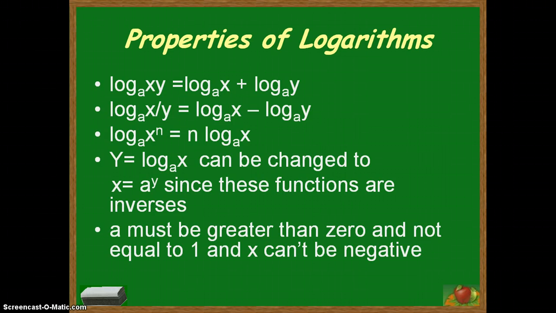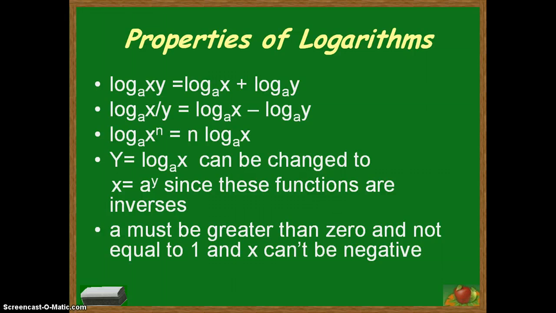Another very useful rule or property is what we call the power property, and that says log a of x raised to the n power is simply n times log a of x. You can bring that exponent down as a coefficient. Also, another thing that you use a lot of times is the property of inverses, that y equals log a of x can be changed to an exponential form, x equals a to the y, since they are inverses.